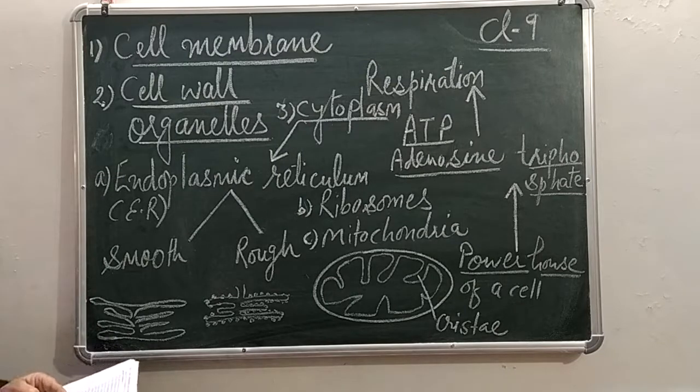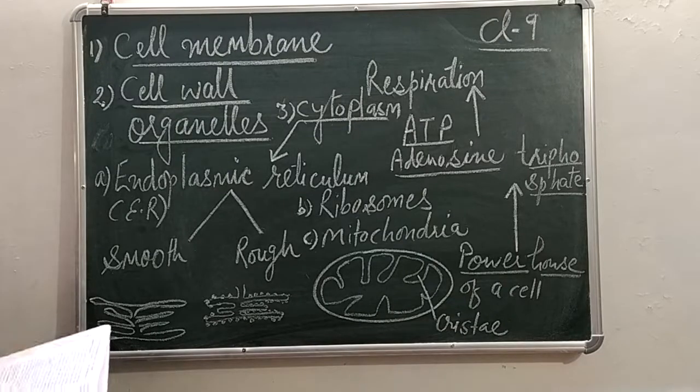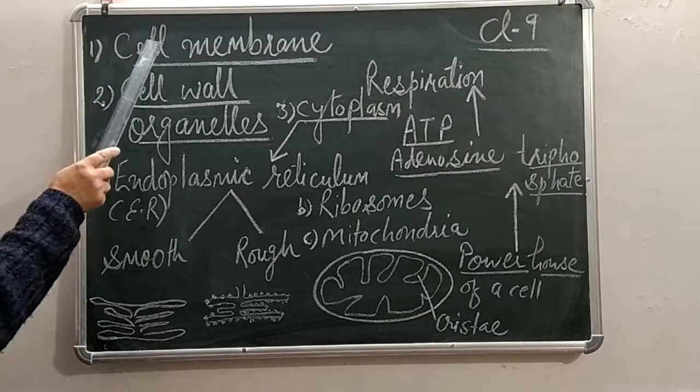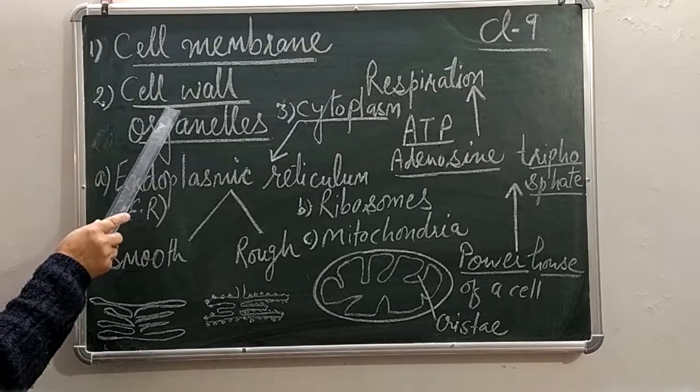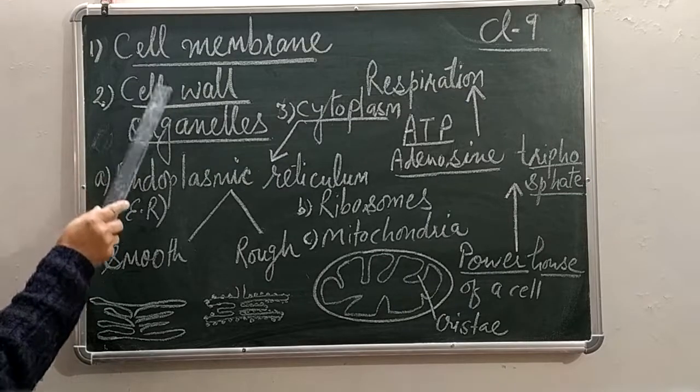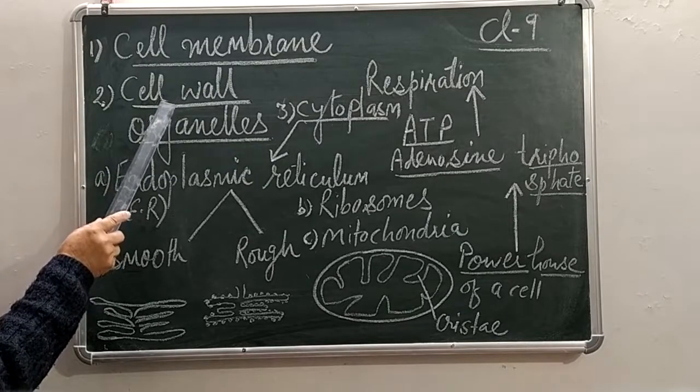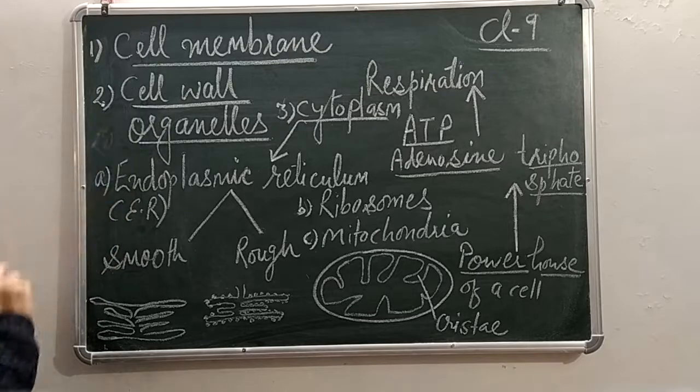Cell membrane is selectively permeable and cell wall is freely permeable. That means it will allow all types of substances to enter or move out. So these are some structural and functional differences between cell membrane and cell wall, the functions of both and the structure of both.